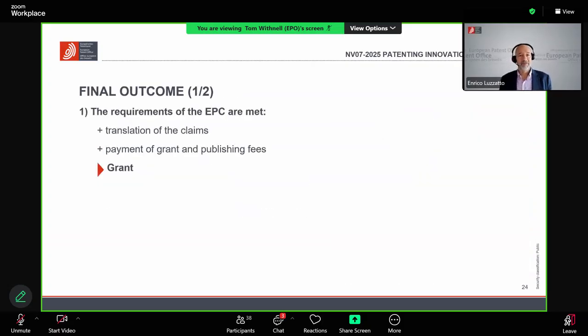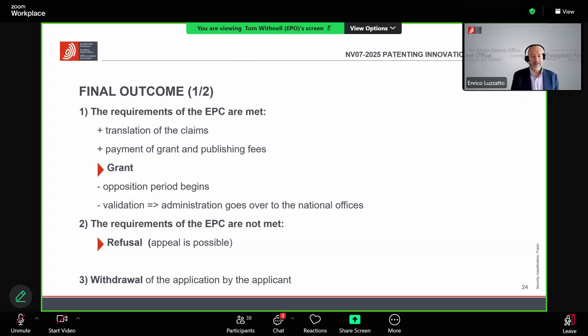So what happens if everything is okay and the requirements are met? The patent applicant provides a translation of the claims into the other EPO official languages, pays some fees, and the grant becomes final. Or, Tom, next part of the slide, please.